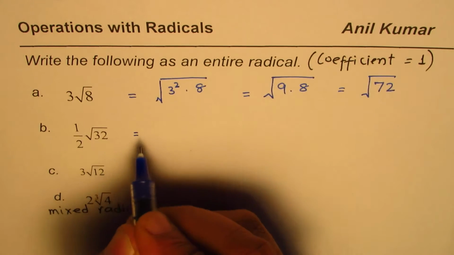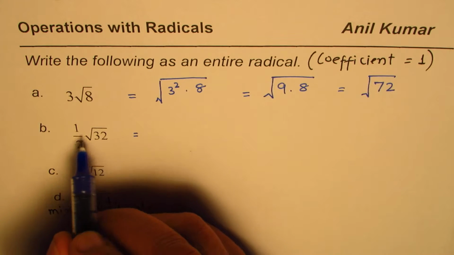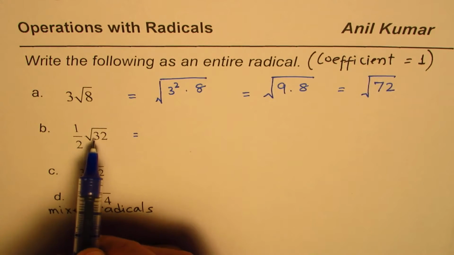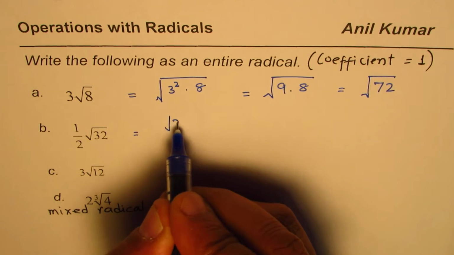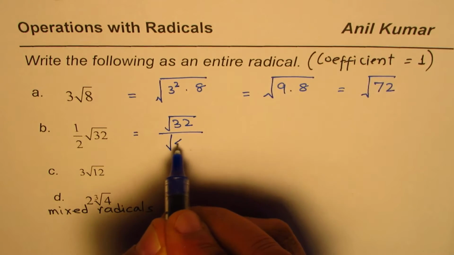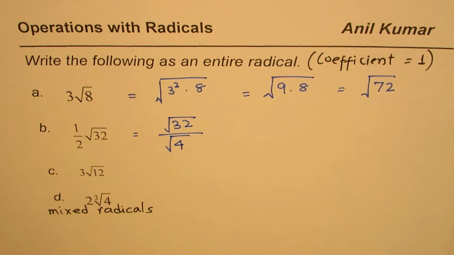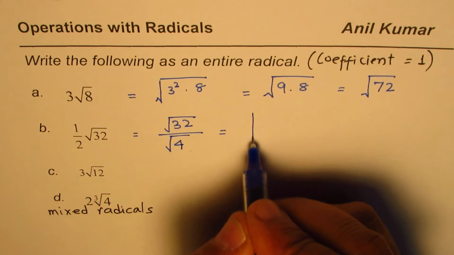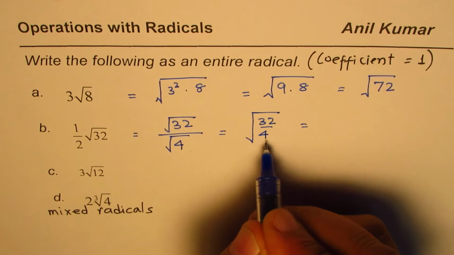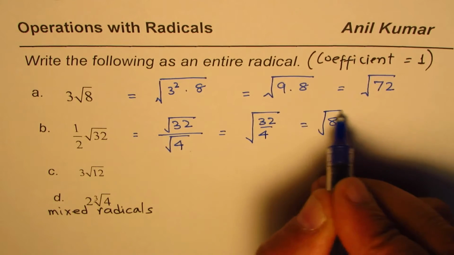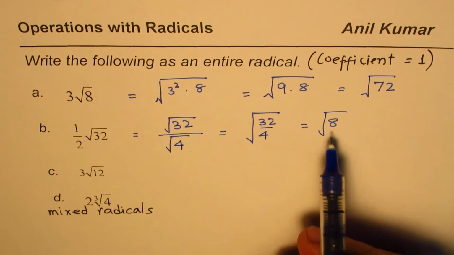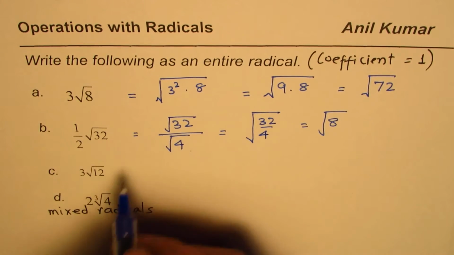Now here, this is very interesting. We have square root of 32, half. If I want to take half inside a radical sign, how should I write it? So we have square root of 32 divided by 2. We could do it divided by 4, right? So 2 square. Basically, we are writing this as 32 over 4. So we can divide 32 by 4, we get 8. So the answer is square root of 8 for this particular thing. That one is an entire radical.